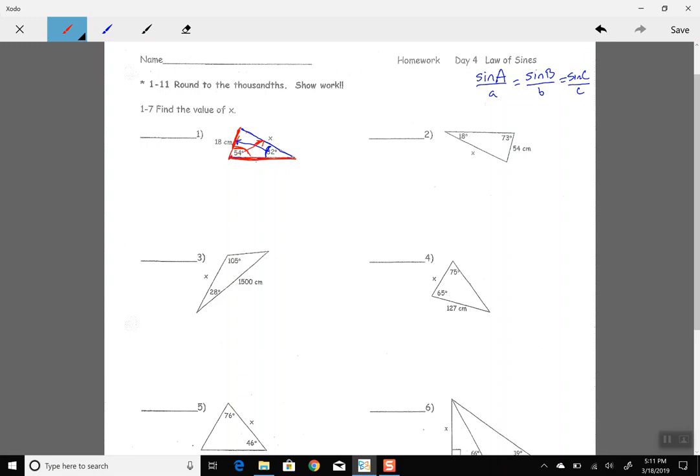So the setup is going to be sine of my angle, 54 degrees, over the side, x. That will be equal to sine of my angle. That was 32 degrees, I believe.